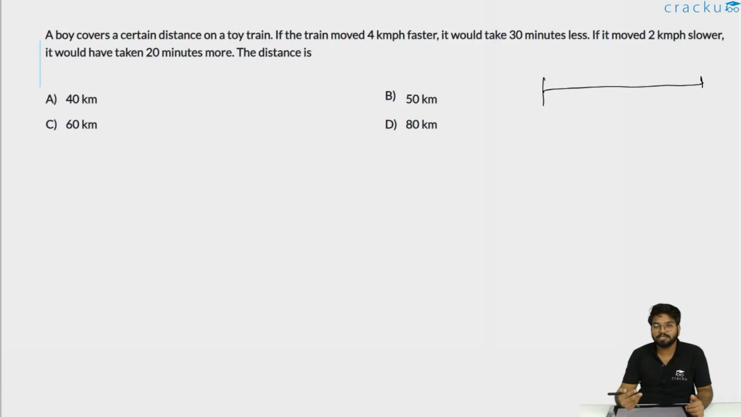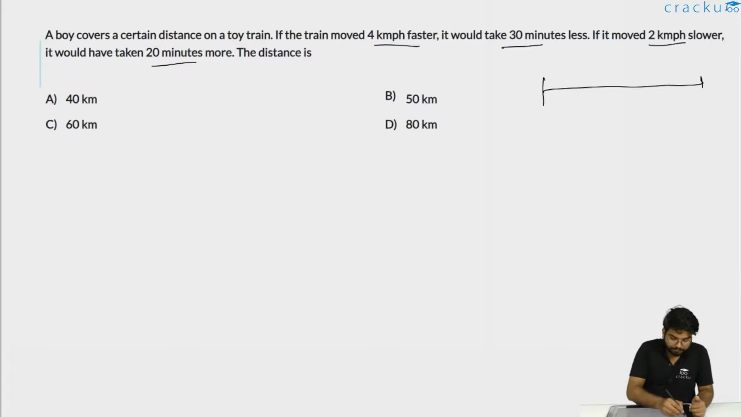Basically, we are given two conditions in which in the first place we are increasing the speed. We know that speed and time are inversely proportional to each other. When the speed is increased, the time taken will be less. So if speed is increased by 4 km per hour, the time taken would be 30 minutes less. Similarly, if the speed is lowered by 2 km per hour, it would take 20 minutes more. We don't know the distance, we don't know the exact speed, and we also don't know the exact time.